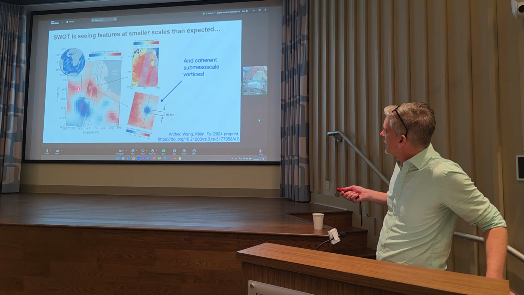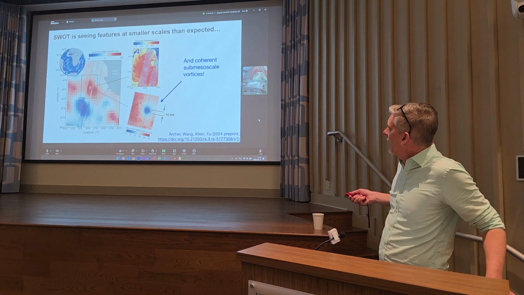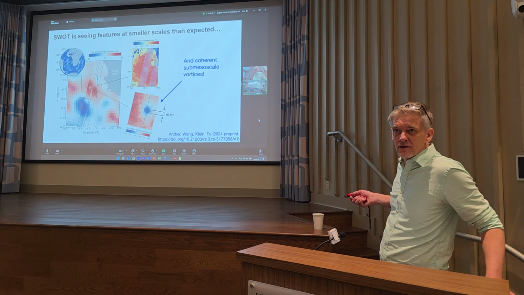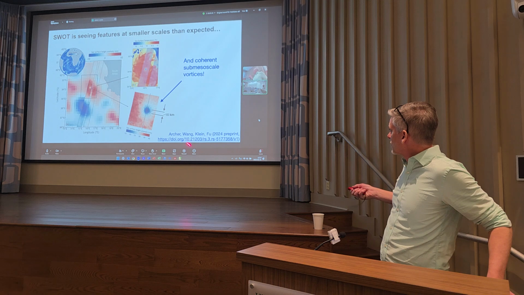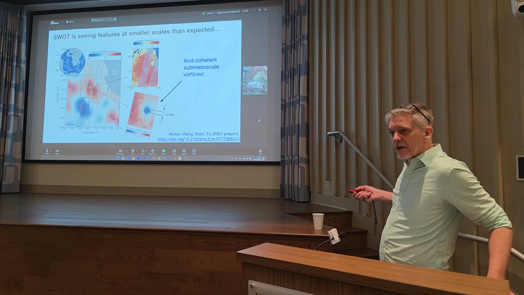And you can see, if you look in the background flow, this is the sort of image you get from the best product we have for traditional altimeters. And as you can see, all of a sudden there's a lot more detail about what's going on. Also, this is 34 south, 15 kilometers. This is quite a bit below the deformation radius.